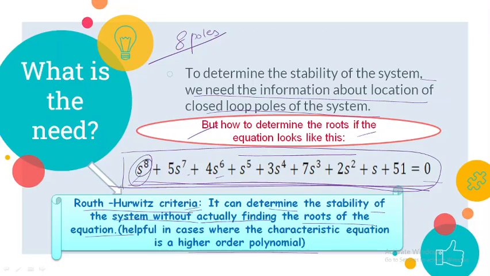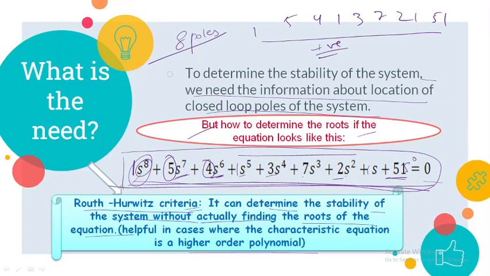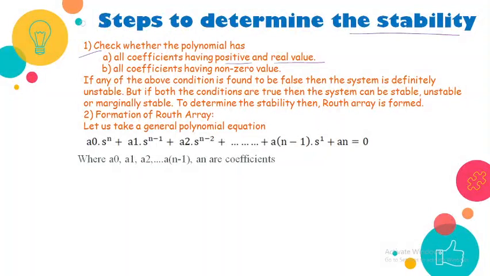Coefficient means, like, s to the power 8, what is its coefficient? 1. S to the power 7, its coefficient is 5. S to the power 6, coefficient is 4. This coefficient is 1. Here 3. S cube 7. S square coefficient is 2. Here coefficient is 1, and this we can write as s to the power 0, with coefficient equal to 51. Now all the coefficients that you can see, 1, 5, 4, 1, 3, 7, 2, 1, 51, are positive and all are real. So the first condition is to check whether the polynomial has all coefficients with positive and real value. Yes, here the answer is yes.